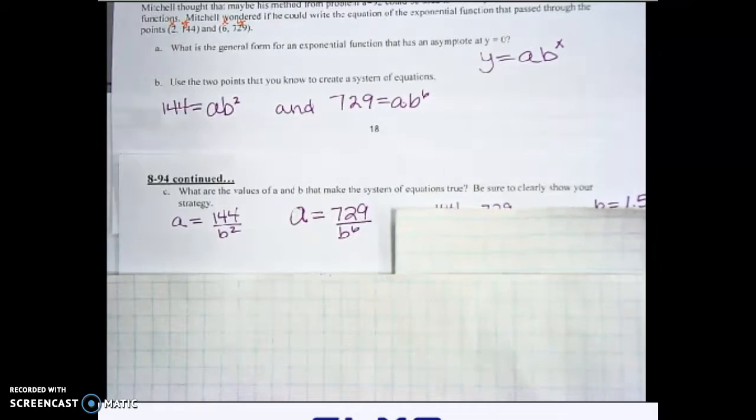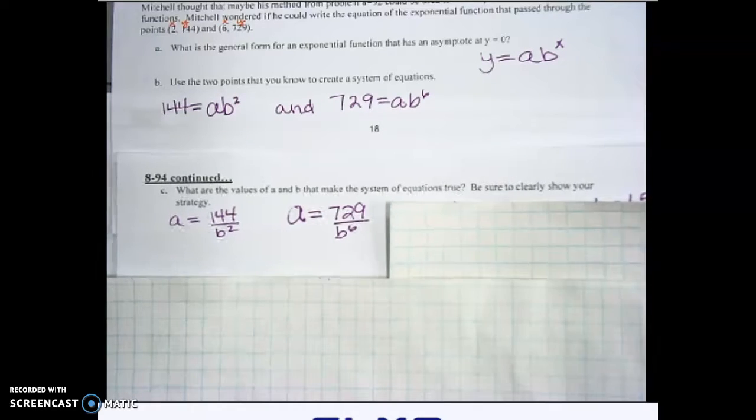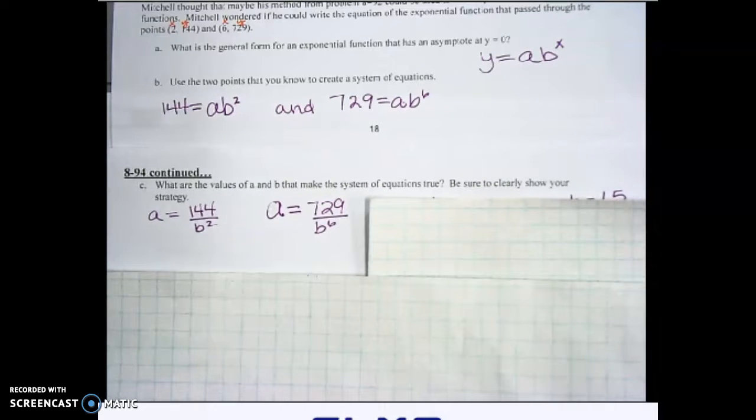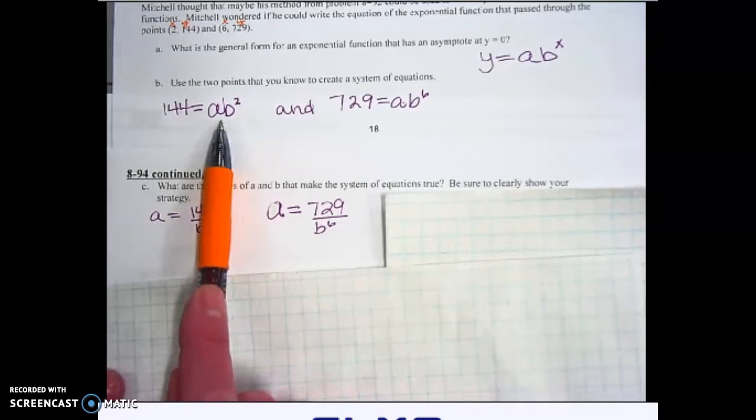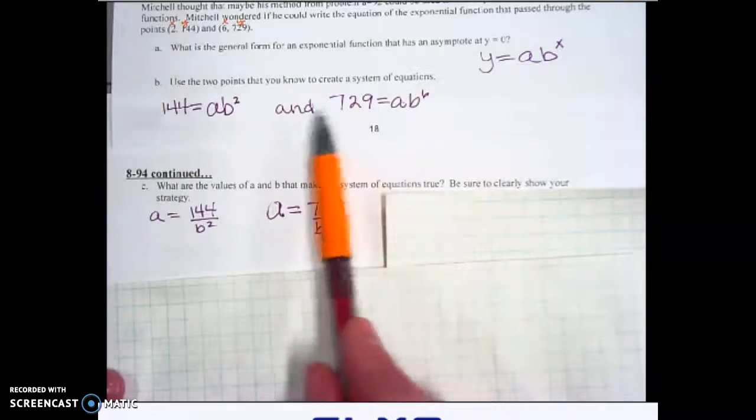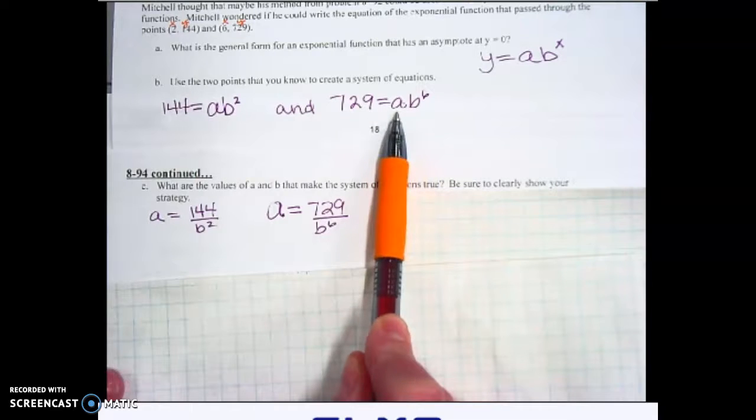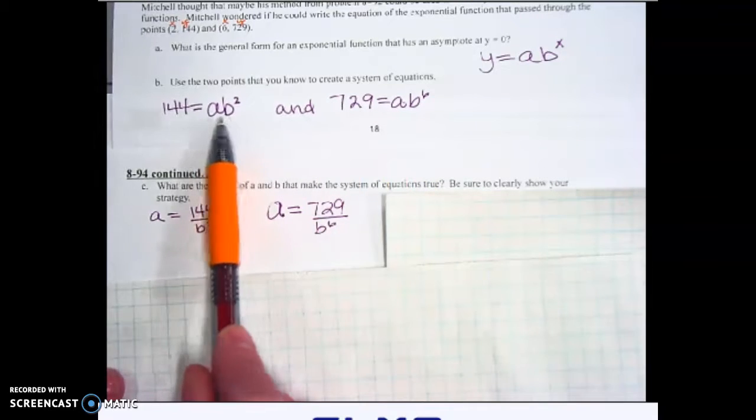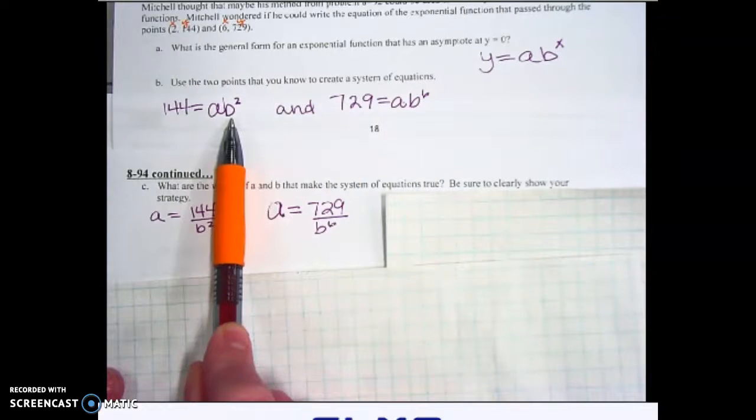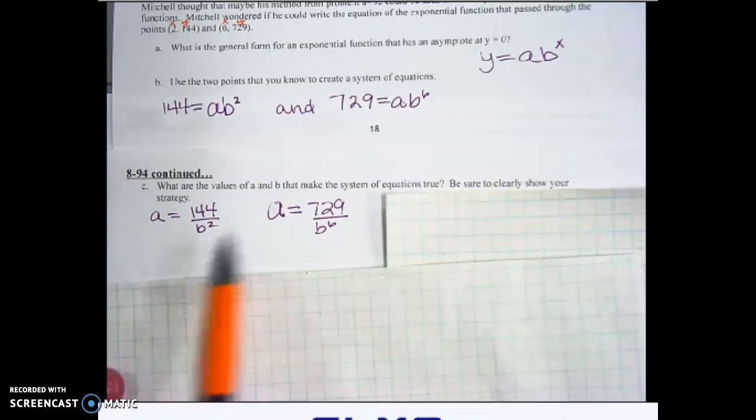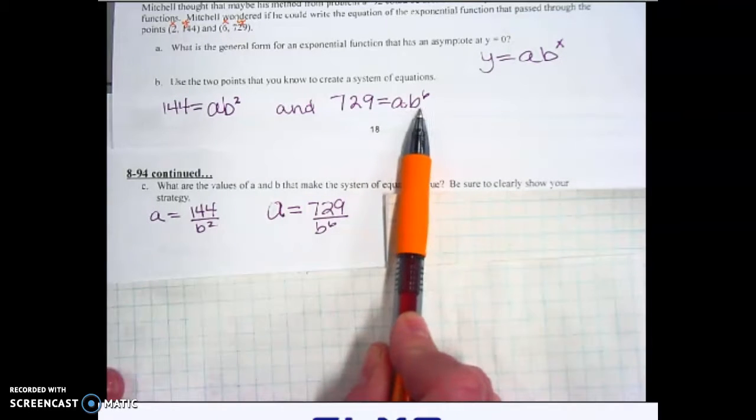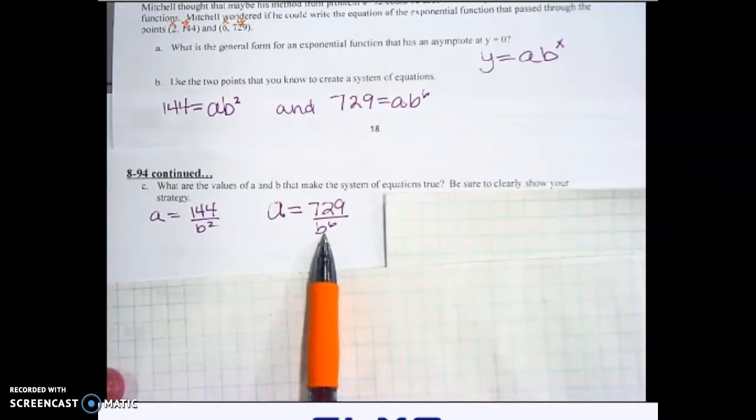All right. Question C, what are the values of A and B that make your equation true? Be sure to clearly show your answer. So the first thing we want to do is we want to change this equation to get the A by itself. Then we want to change this equation to get the A by itself. So right here, the A is being multiplied by B squared. So the inverse operation is to divide by B squared. Okay? Same thing here. The A is being multiplied by B to the 6th power. So the inverse operation is to divide by B to the 6th power.